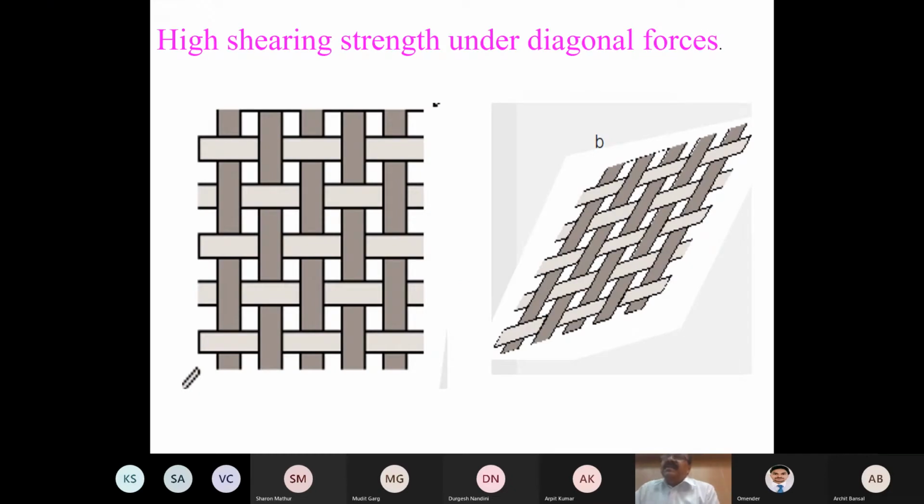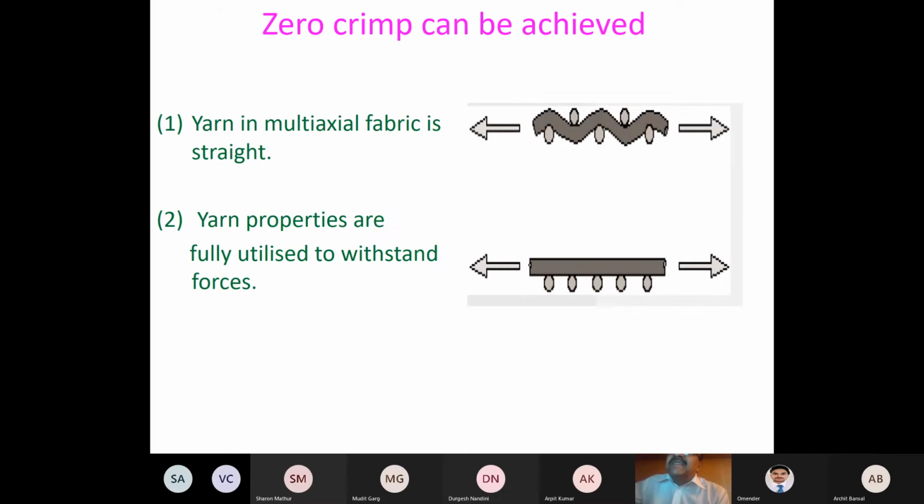The first one is shear strength. As you know, shear strength means during the shear test, the fabric is subjected to a tangential load at the edge of the fabric. In conventional woven structure, the yarn gets slide. That means slippage takes place because of the tangential load. In this case, the slippage is prevented. Okay.